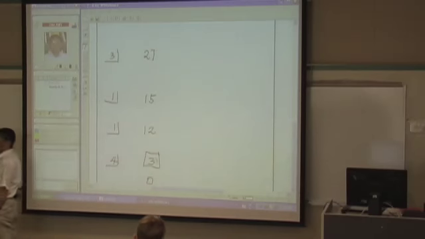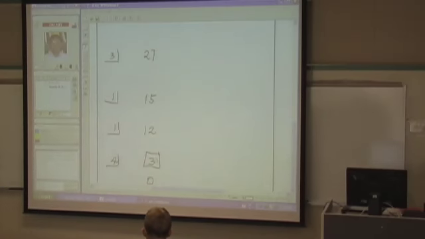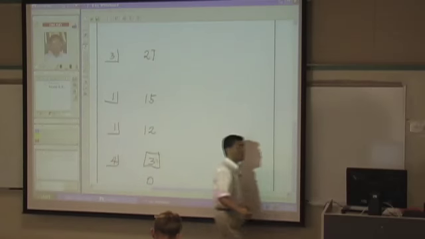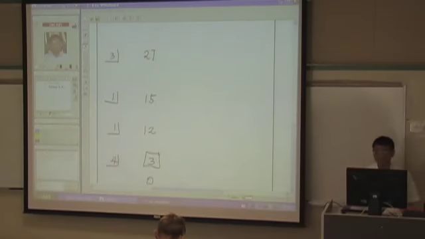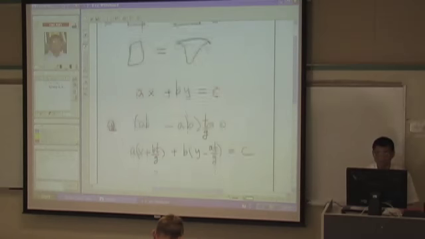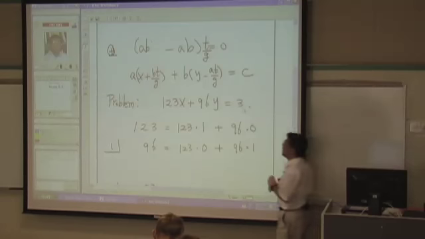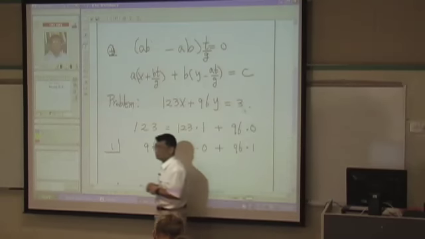But this is not the goal. Our goal is finding the solution to this kind of problem. So I write the problem now. I just describe things. So the problem is this: find all solutions satisfying 123x plus 96y equals 3. This is the problem. Find all x, y satisfying it.